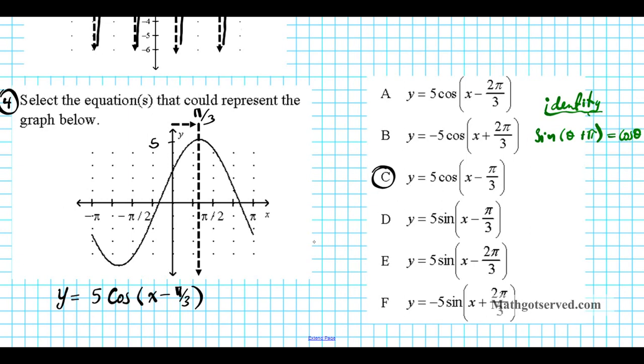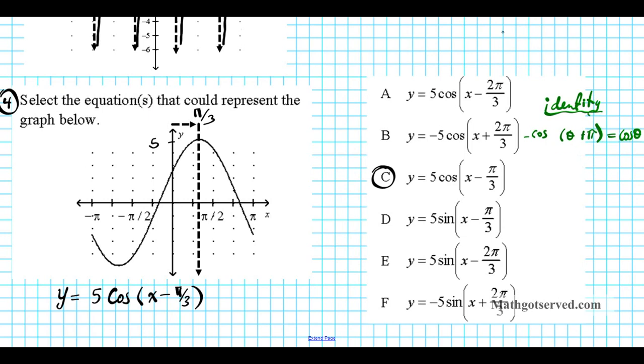Alright, oh, slight mistake, this is the wrong identity. I meant to say negative cosine. So if you want to express cosine using a negative cosine, all you do is basically shift the cosine function pi units to the left.